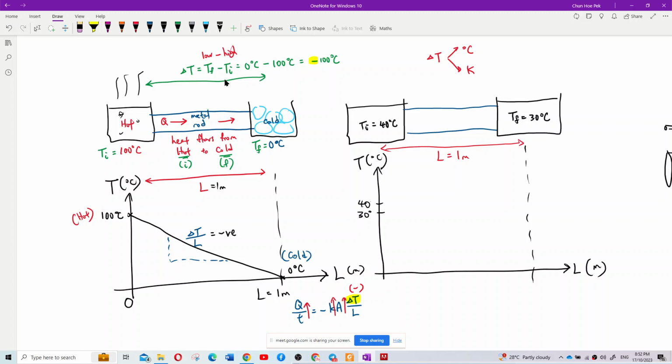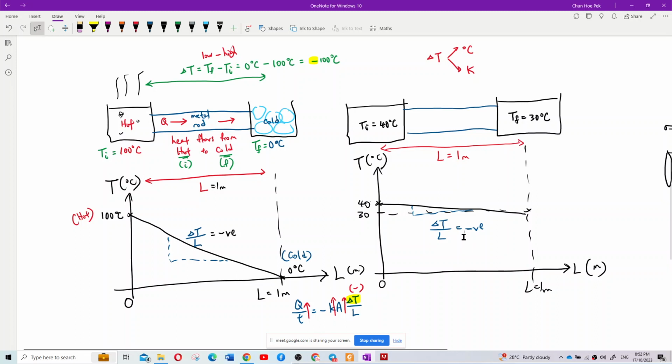From what is this? 0 to 30. So 40 to maybe this length, or 1 meter or so. Okay, 30 is over here. So what is the gradient? The gradient is like that only. It is still a negative gradient, but less gradient, isn't it, class? This one, delta T over L, is still negative. Negative gradient because it's still a negative gradient.